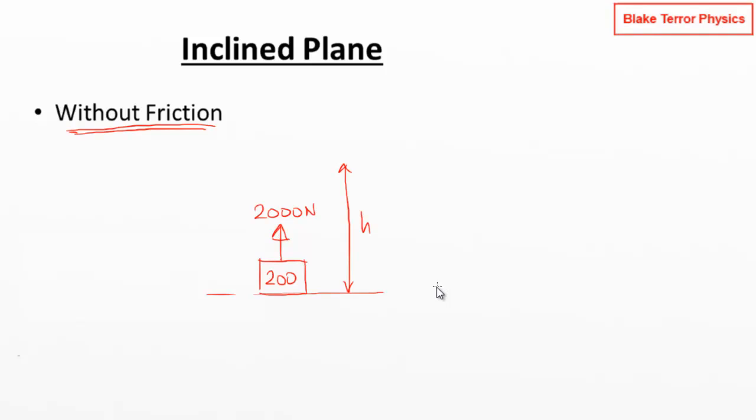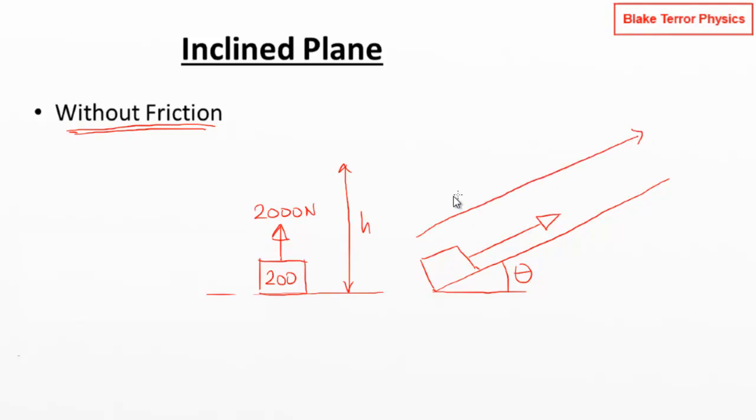Now, if we change this situation to having our slope instead, our inclined plane at some angle, and we now have our 200 kilograms at the bottom of the slope, we can pull it up the slope instead of lifting it straight up. Now, if the length of the slope is d, we can use our work principle. Work in is work out, because this is without friction. We've got no losses going on here. This is an ideal plane. And we've got some F here, our input force.